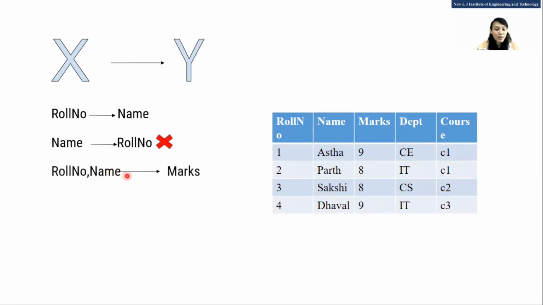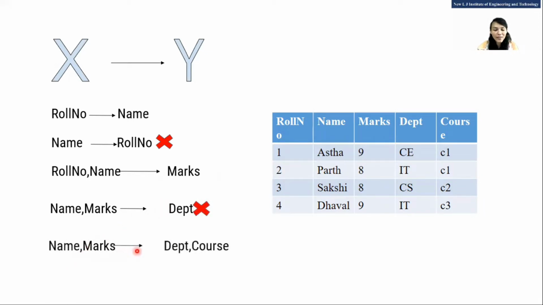Then another one is roll number, name determines marks. Yes, if I want to know the marks, then using roll number and name I can easily get the marks. But name and marks determines department: in this case, if I want to identify the department uniquely, then with name and marks I can't do that. Suppose I give you the information Parth, and the marks of Parth are 8, and you have to tell me the department of this particular student. With just name and marks, you can't give me the answer. You will say that this information is not enough. I can't get the department information using just a student name and marks. So name and marks determines department is wrong. We can't give this kind of functional dependency.